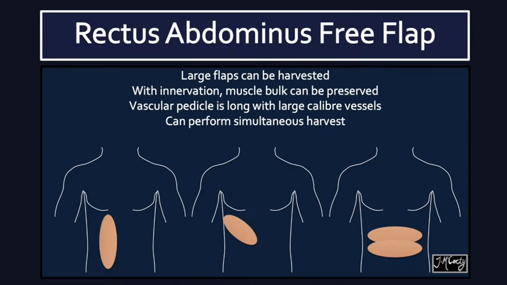The rectus abdominis flap is versatile. It's a very large flap, if necessary, and is good for filling big defects at the skull base and orbit. You can actually get up to 2 skin paddles, and you get a very long vessel. A large caliber vessel for anastomosis is also available with the inferior epigastric trunk.